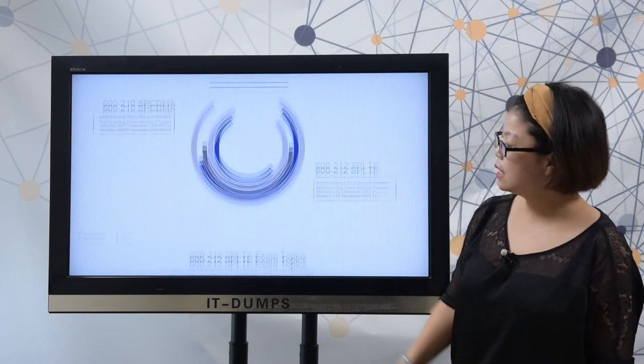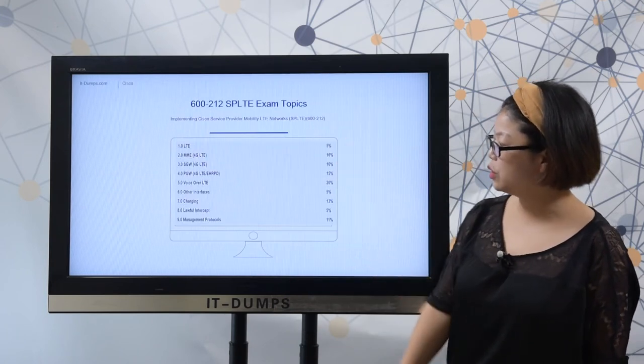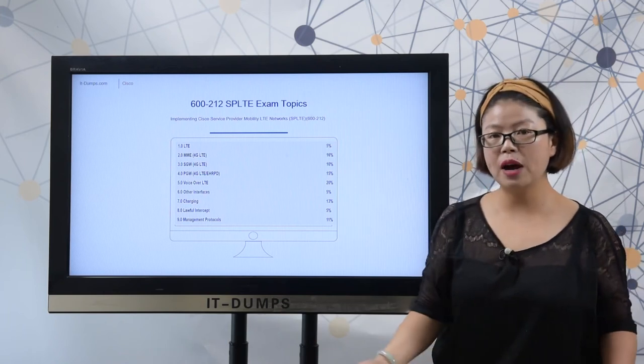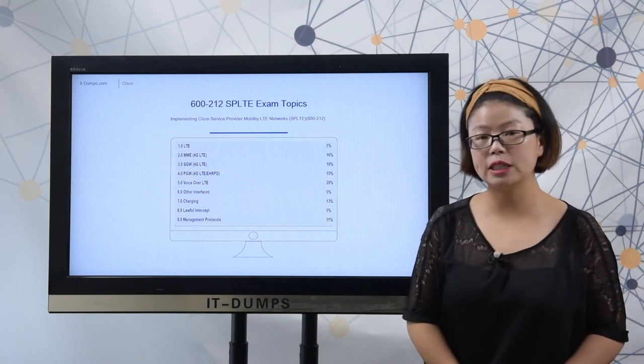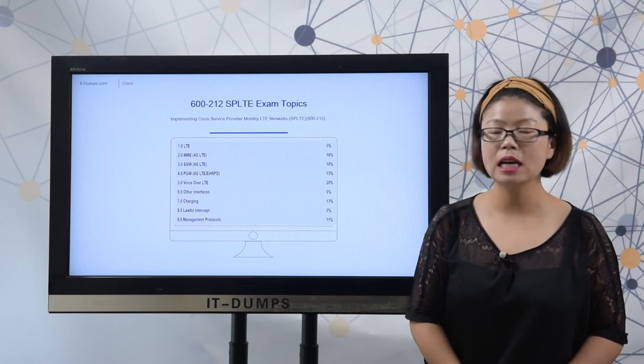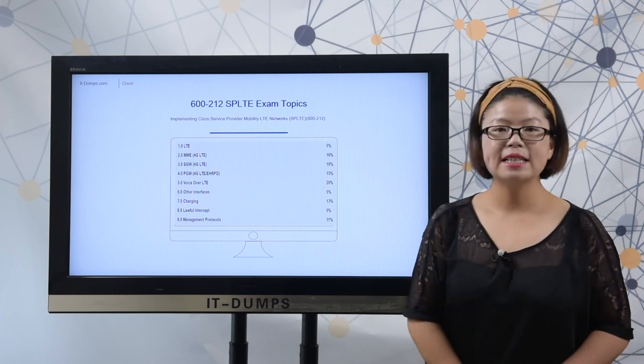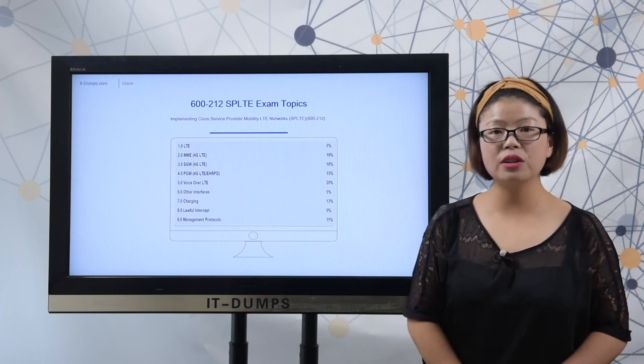So next, let's review the exam topics about it. You can see there are 9 parts. In my opinion, if you want to pass your Cisco Certification 600-212 exam easily, you should master the exam topics clearly. So, the next step is choose your dumps.